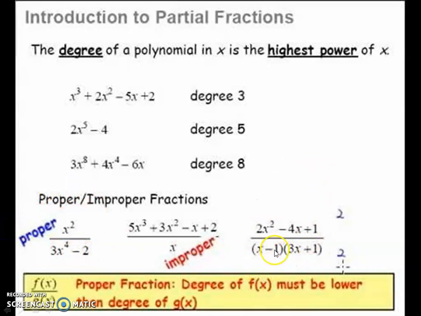So in this example, what is the degree of each variable? Here 2x square minus 4x plus 2 plus 1. Here also x minus 1, 3x plus 1, if we multiply, we get x square. So numerator and denominator have the same degree, x square. For a proper fraction, the degree of f of x must be lower than the degree of g of x. That means the numerator degree is lower than the denominator degree. We must know this.